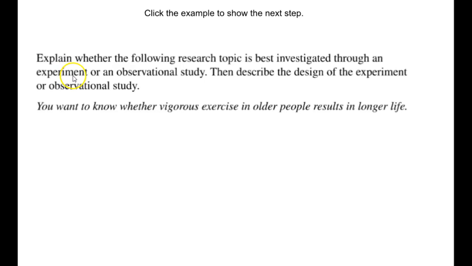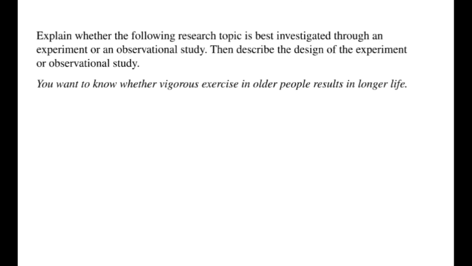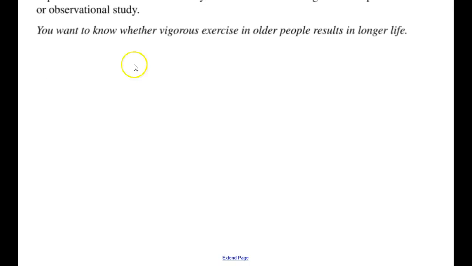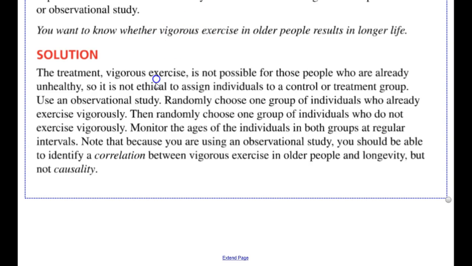So I want to explain whether the following research topic is investigated through an experiment or an observational study. And then I have to describe my design that I would make with this one. The first thing is I want to know whether vigorous exercise in older people results in longer life. So the first thing you think, well, this would be a good thing to experiment with. However, forcing random people to do vigorous exercise is not ethical. So I would have to say that that is not a good thing to experiment.